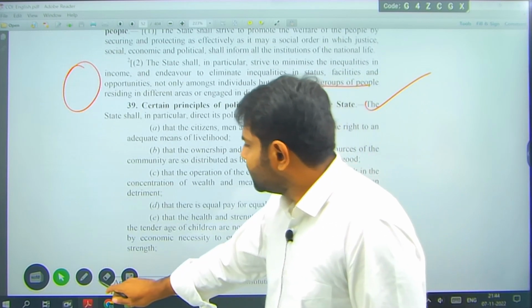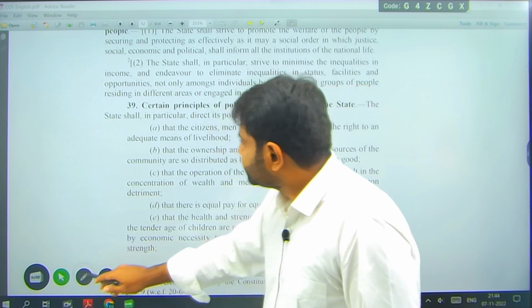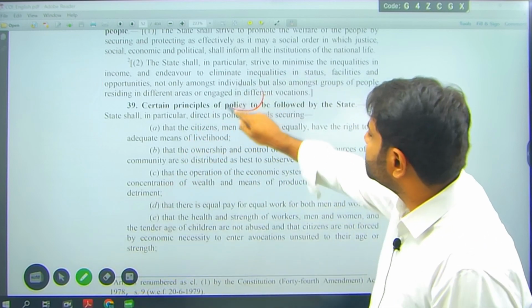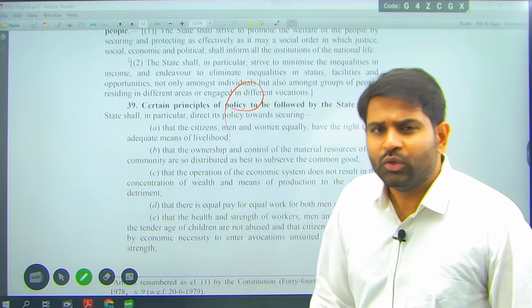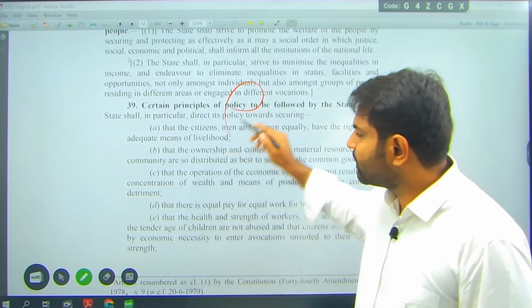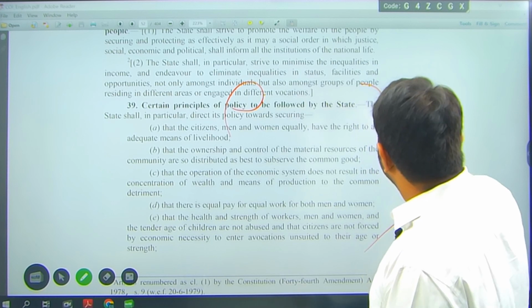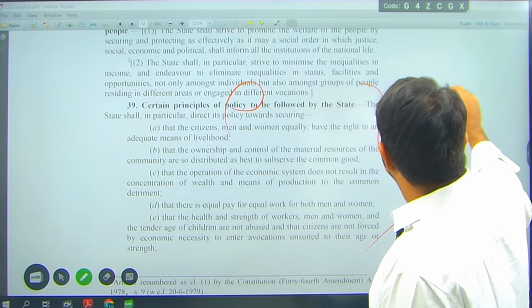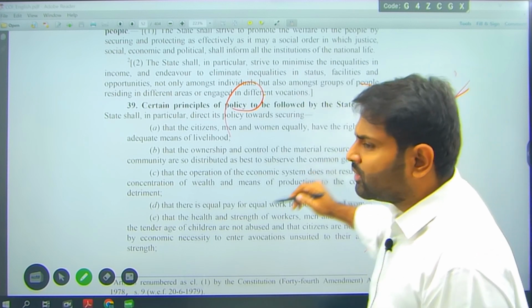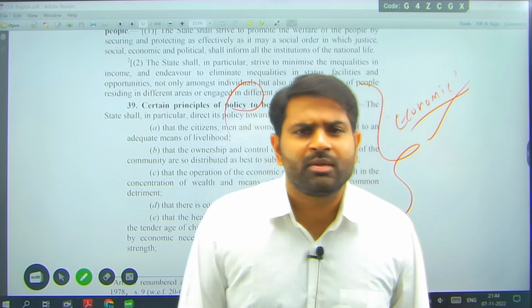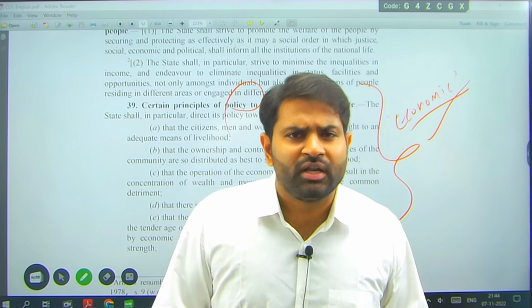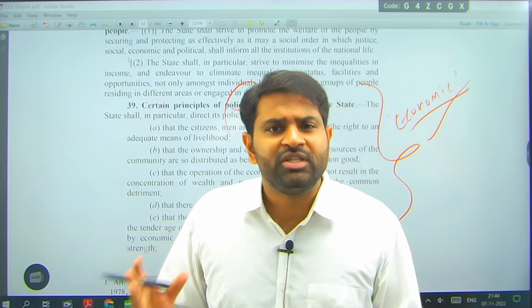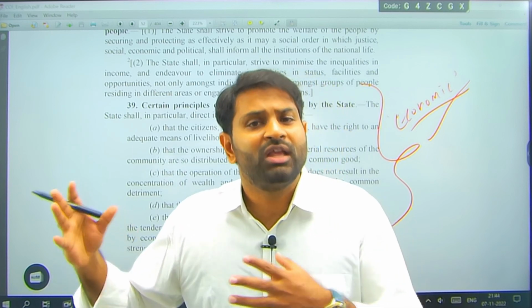Next one, Article 39. Article 39 is talking about certain policy principles where men and women should be equal, children and youth should be given opportunities. All these were mentioned. It is talking about the economic system. What kind of economic system we should create? In India, we are going to create an economic system. Please try to follow these principles. Make sure men and women are getting equal pay.